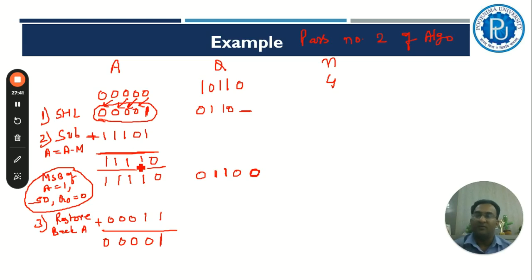Why have we restored back? Because after doing the subtraction, we got the value of A to be negative. That's why we are restoring back. So these are the contents of accumulator. The value of Q is 0, 1, 1, 0. And now the value of N will be decremented by all these steps. So how many steps are remaining now? 3 steps are remaining there.